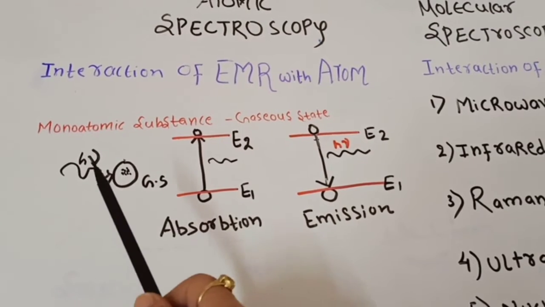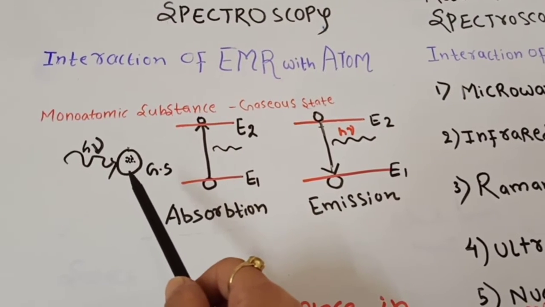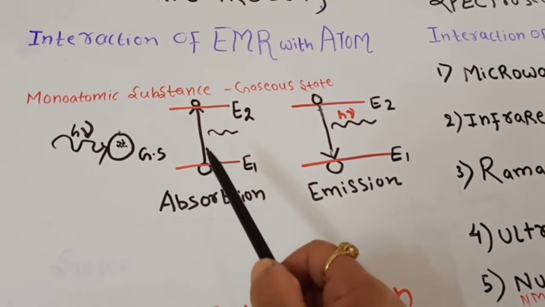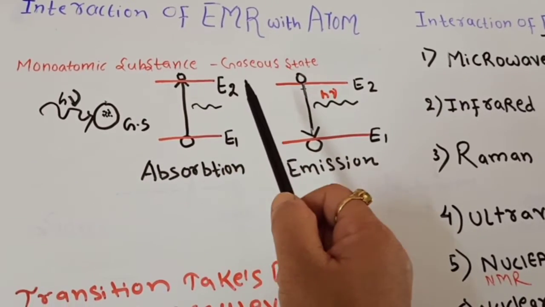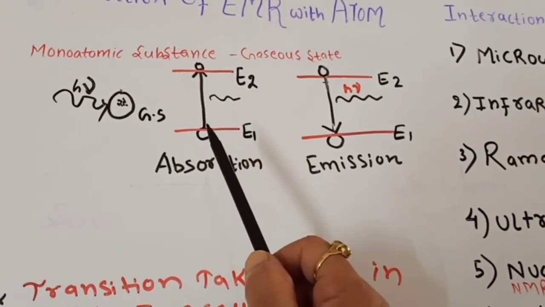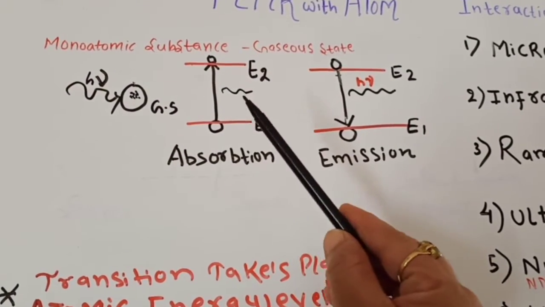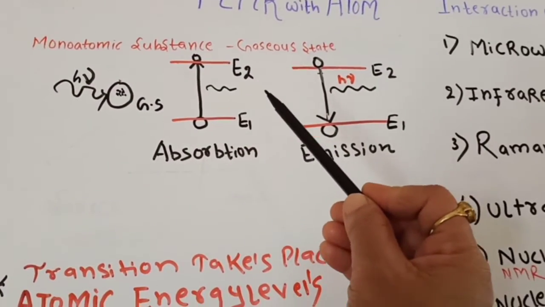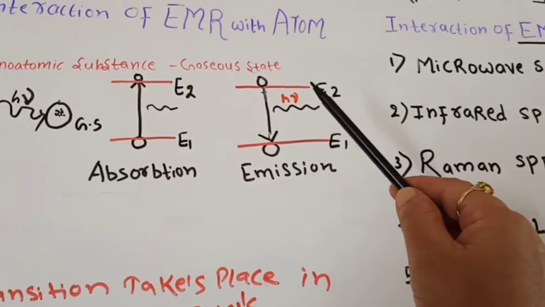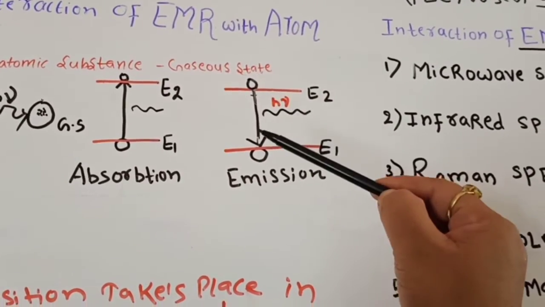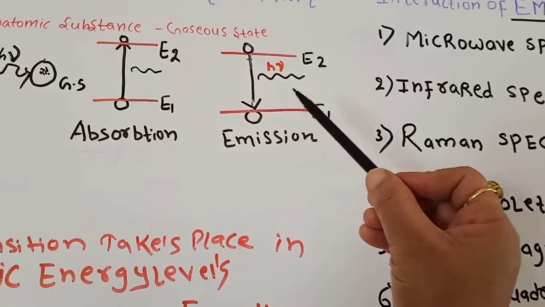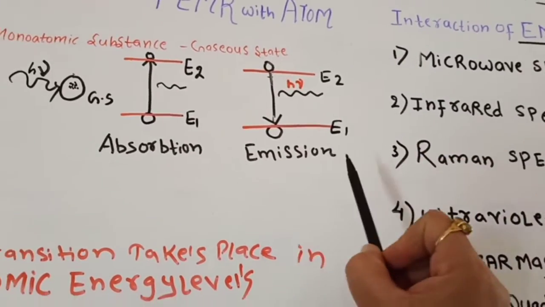When electromagnetic radiation interacts with matter, suppose a substance in the gaseous state absorbs the radiation and jumps from the ground state to the excited state. When the substance absorbs the radiation, an absorption spectrum is produced. It absorbs certain radiation and some radiation is transmitted. This transmitted radiation is studied in the spectrometer, and we get a graph known as our absorption spectrum. And when the atom comes back from the higher excited state to the lower ground state, it emits certain radiation, that is our emission spectrum.